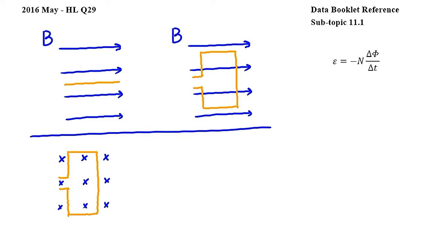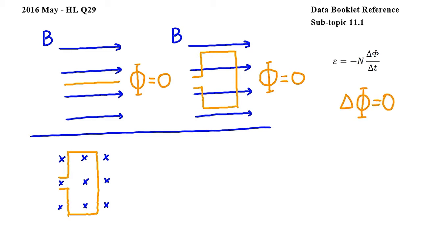flux. However, this is not the case in our question, so magnetic flux is equal to 0 before the coil starts turning, and it remains 0 throughout the motion of the coil. Since the magnetic flux remains 0, clearly the change in magnetic flux is equal to 0.